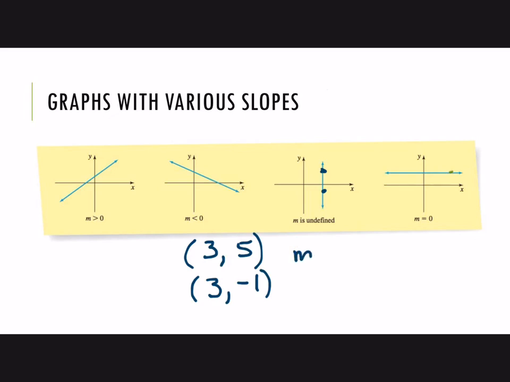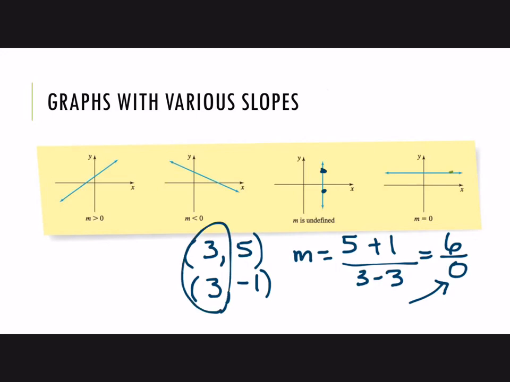So now when I go to calculate slope, I have 5 minus -1 over 3 minus 3, and that's 6/0, and we know that anything that's a fraction over 0 is not a real number, that's undefined. Right? So it's because those points have the same x-coordinates, they're lined up right on top of each other, we'll always get this denominator of 0.